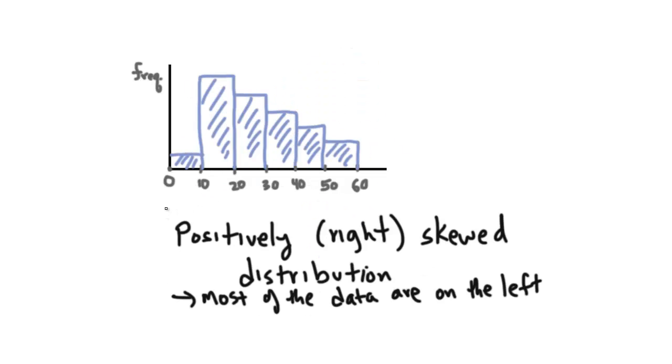Alright, so let's take a look at the last case, which is the positively skewed distribution, or a right skewed distribution, which means that most of the data are on the left. So the histogram will look like this. And if I were to draw a curve over the histogram, the curve will look like this here. Notice that the tail is now on the right hand side.